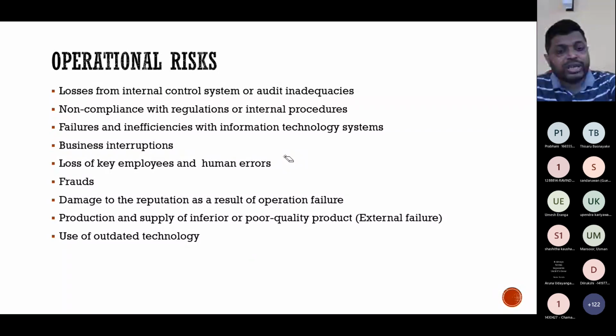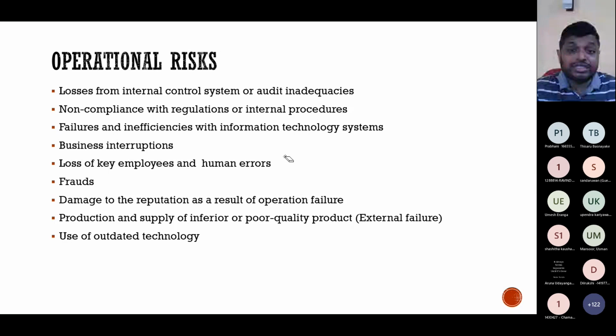Damage to the reputation as a result of operation failure. Now assume, I don't know whether they have a reputation or not, since they have the monopoly, Litro. There were some incidents, that is what we call an initial case. There was some blast all over the country, right? Then there was a bad reputation. That means they are not safe. Subsequently, now you can't see anything. Even you can't see any gasoline there. Right, that is the situation.